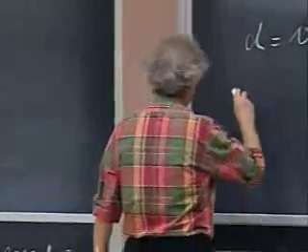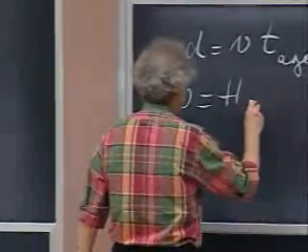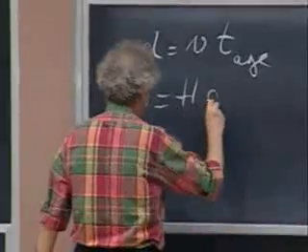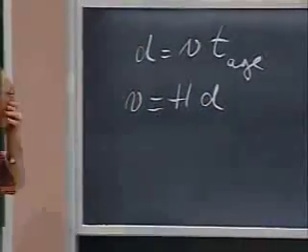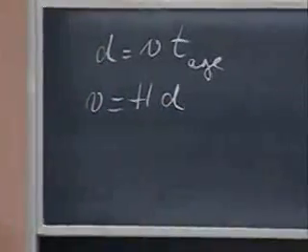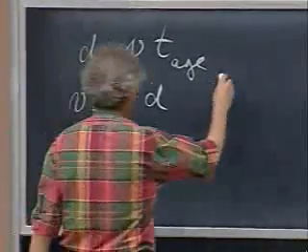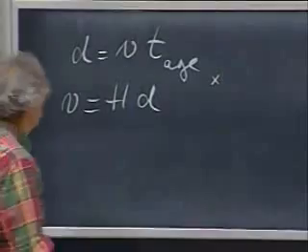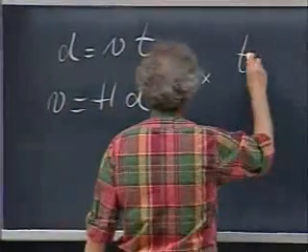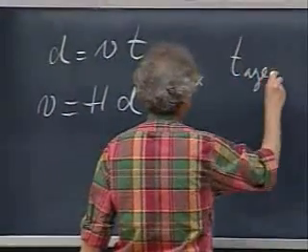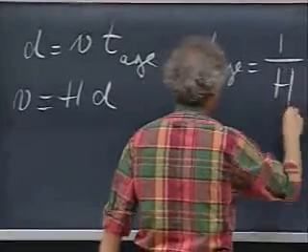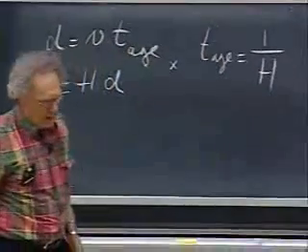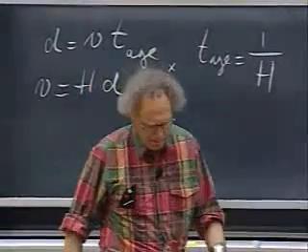But we also know, it's Hubble's law, that the velocity v is h times d. And we assume that these velocities are the same now for simplicity. You multiply these two equations with each other, and you find immediately that the age of the universe is 1 over h. And that indeed has the unit of time.